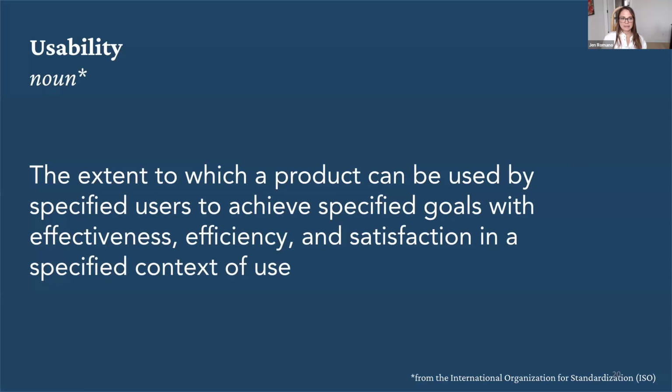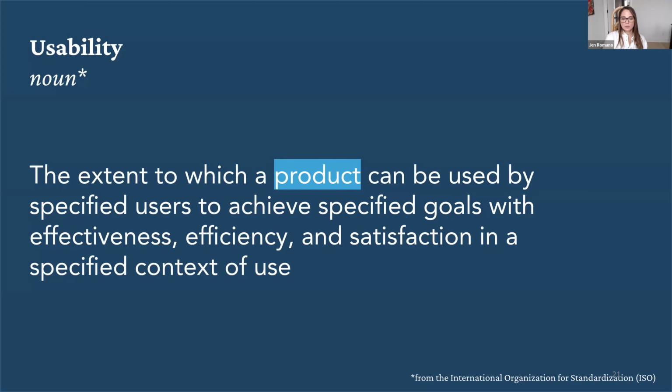Love starting with a classic definition. So the ISO defines usability as the extent to which a product can be used by specified users to achieve specified goals with effectiveness, efficiency, and satisfaction in a specified context of use. Now let's take that apart a little bit. So a product. What is this product?